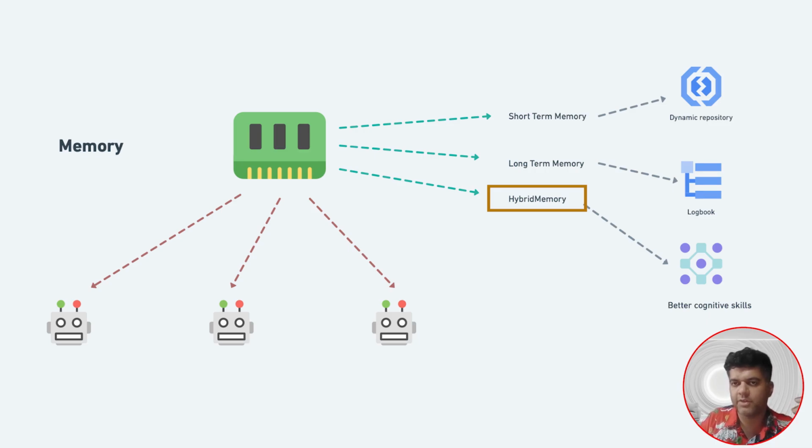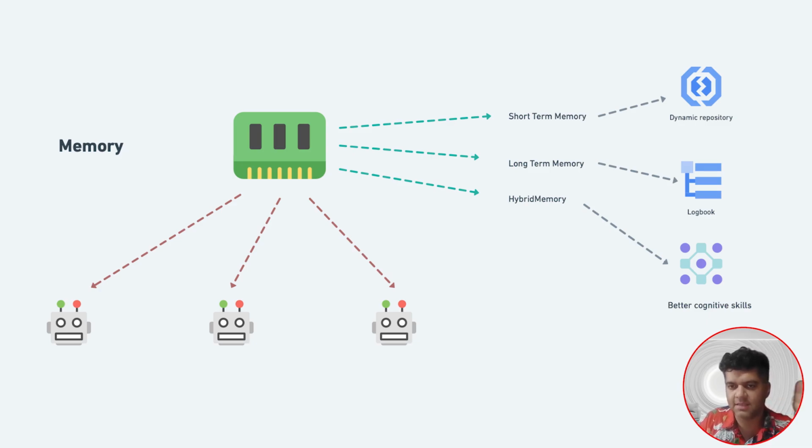Now, if you notice, I've used some really heavy words in this memory section, and that's because I've taken this text for the short-term memory, long-term memory, and hybrid memory exactly out of the research paper so that there is no confusion and ambiguity around any of these three terms, okay? So short-term memory ensures that the agent can quickly access and manipulate recent data and maintain context within a conversation or task.